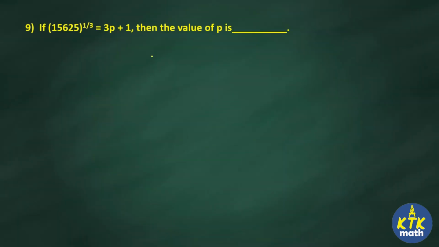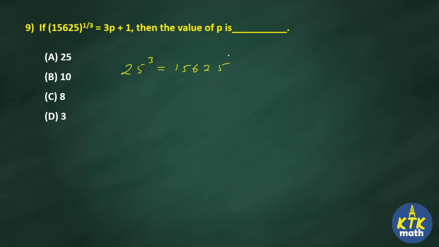Now question number 9. If 15,625 to the power 1 by 3 is equal to 3p plus 1, then find the value of p. It's just like a linear equation. So before that we need to find what this 15,625 is. This is nothing but 25 cube.